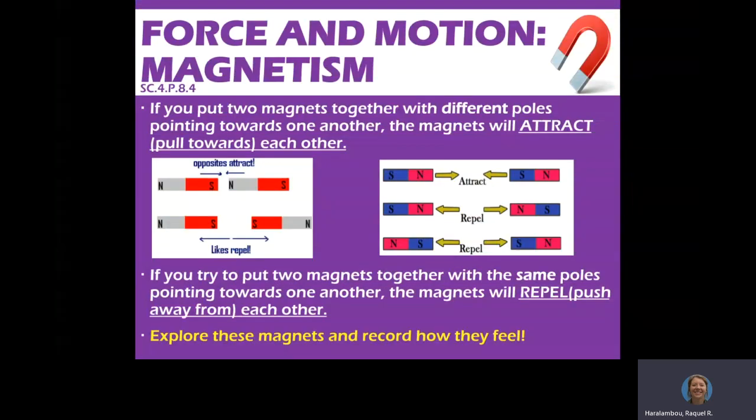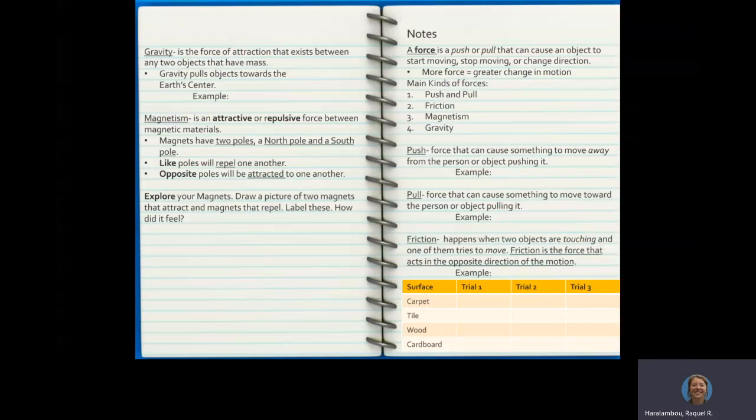If you put 2 magnets together with different poles pointing towards one another, the magnets will attract and pull each other in. If you try to put 2 magnets together with the same poles, so south and south, what will happen? Exactly, they will do what? Repel or push away. On Tuesday, I want to show a video as well talking about the magnets. I know we did these in person, but we will do it together on Tuesday too.